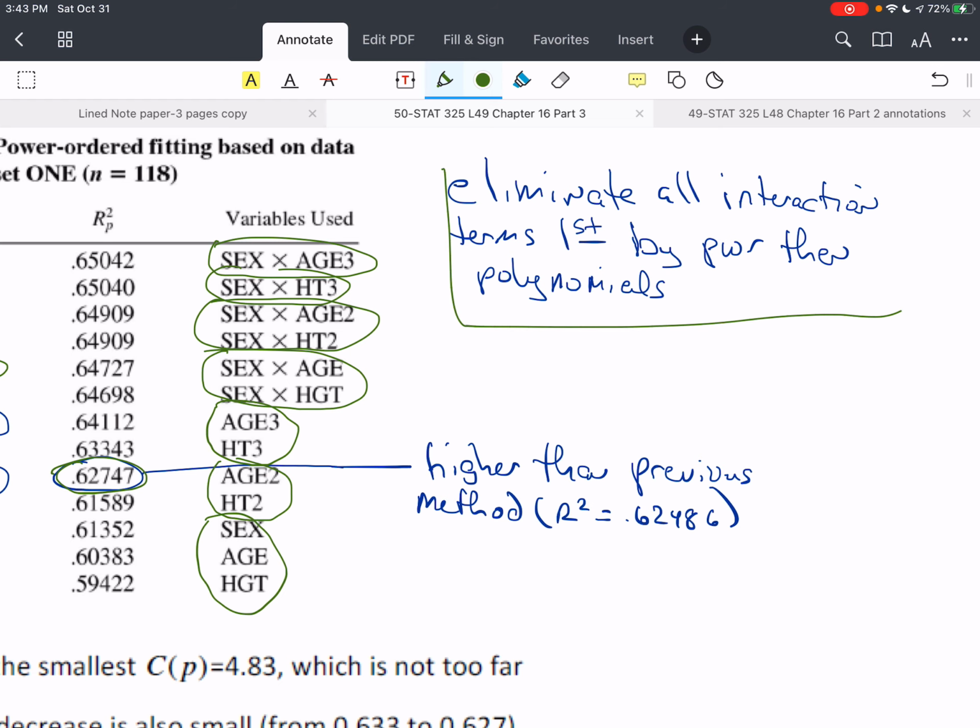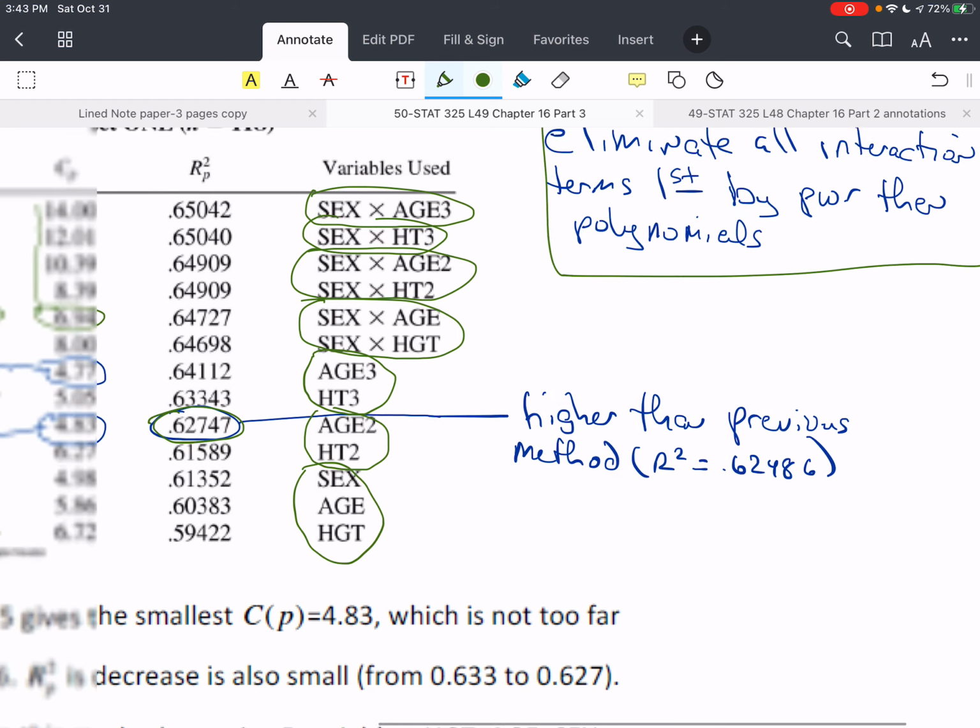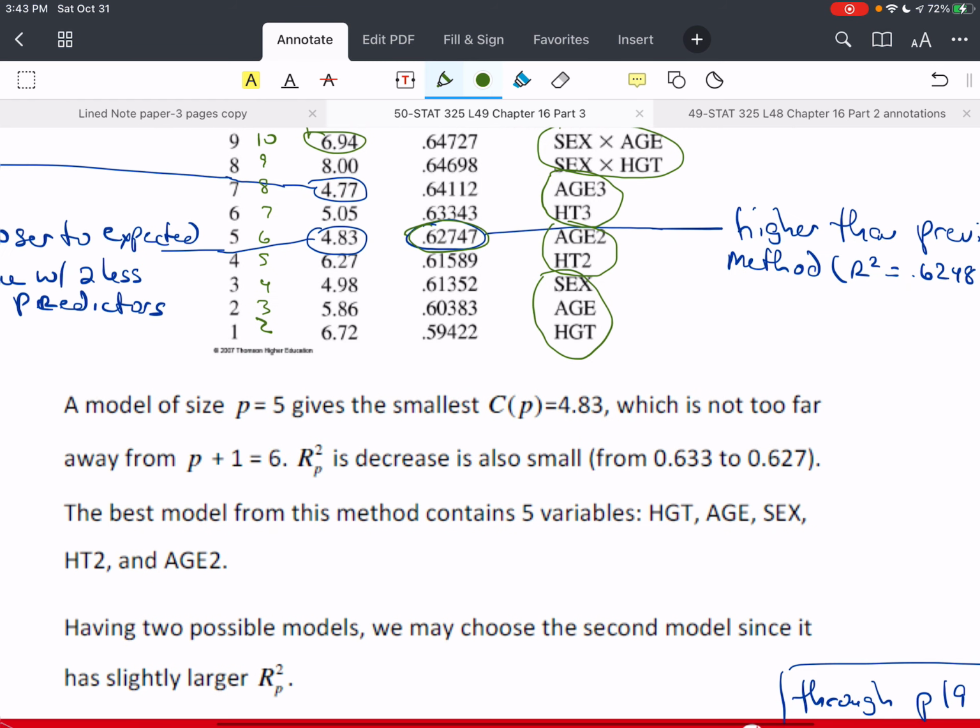Okay, so here is what we did, just as I said earlier, I hope. So let's see the analysis. A model of size p equals 5 gives the smallest CP, which is not too far away from p plus 1. Because I was about to say 4.77 is smaller, but not by much. And there is a decrease in r squared from 0.633 here to 0.627. That's not a very big decrease.